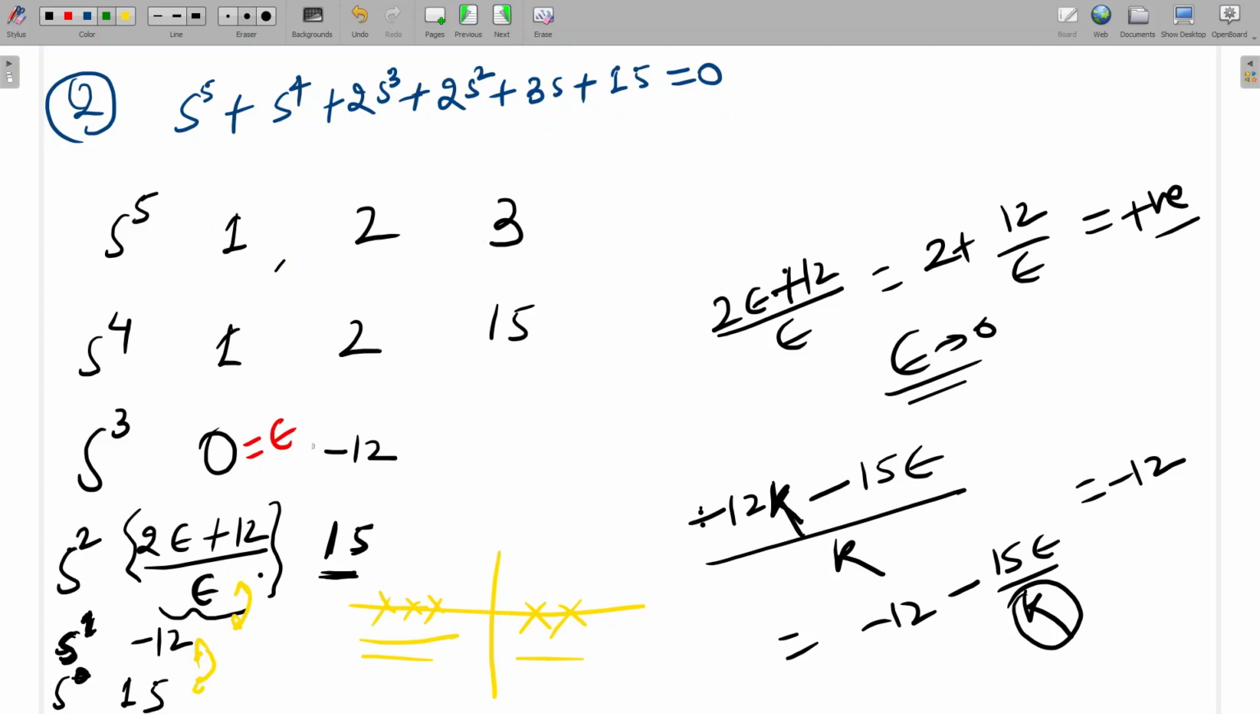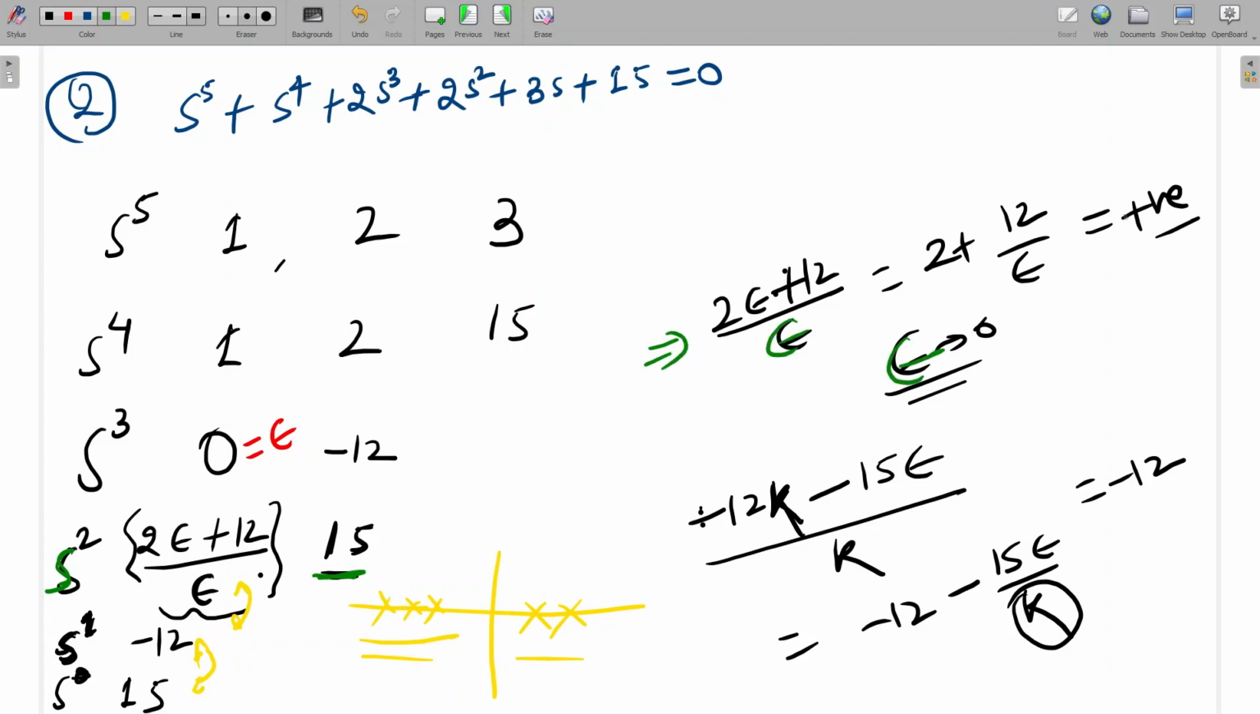So here I am writing the s square terms. That is 2 into epsilon plus 12 by epsilon, and this will be epsilon into 15 minus 1 into 0 by epsilon. So this is 15 s square terms. So two terms are there. Again, this is 2 epsilon plus 12 by epsilon, and epsilon tends to 0.